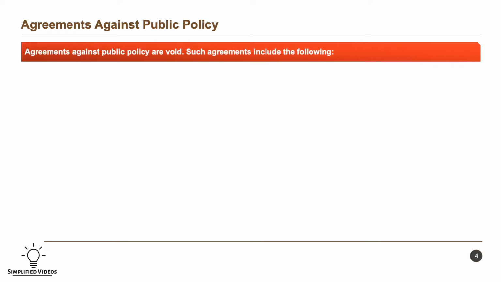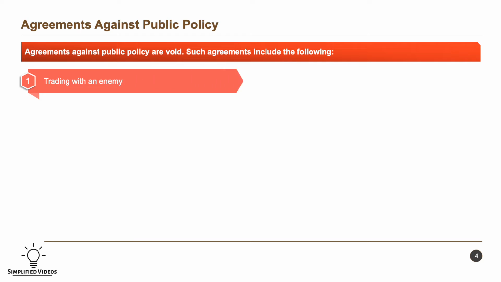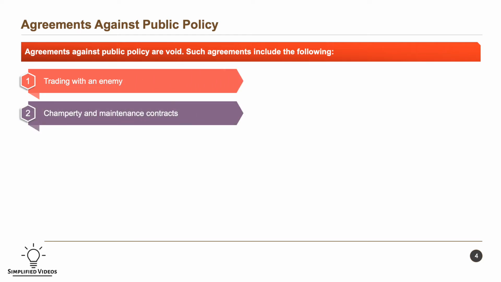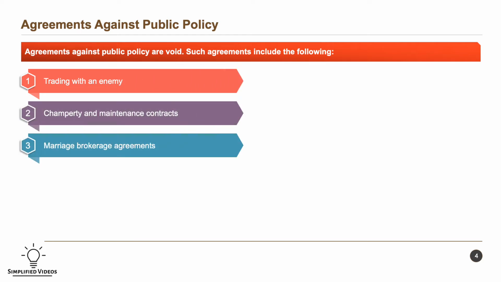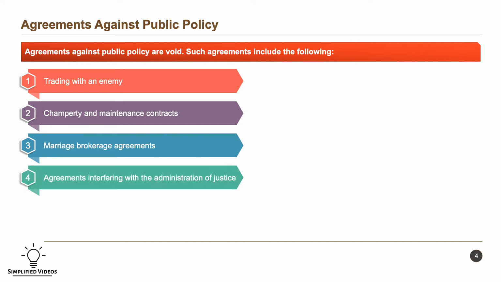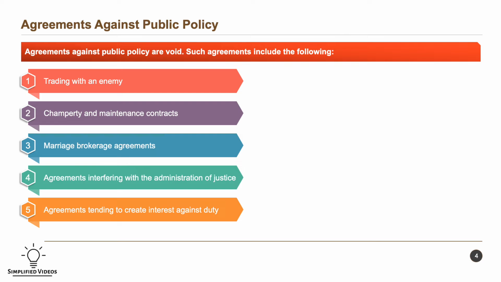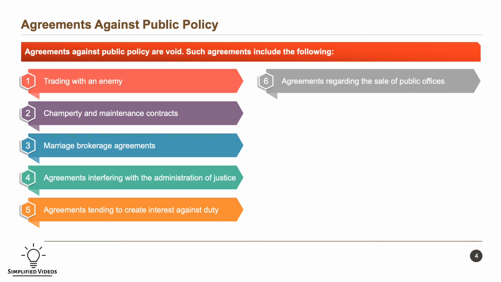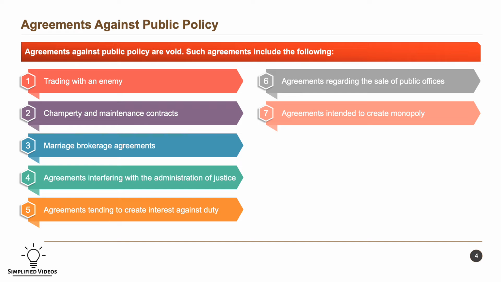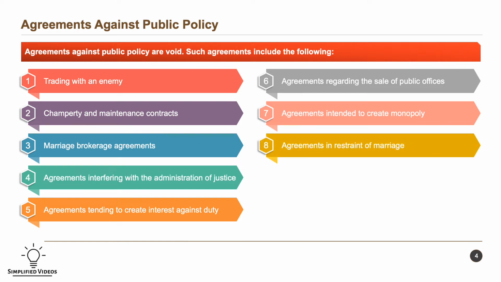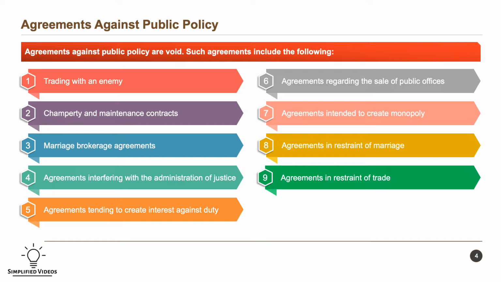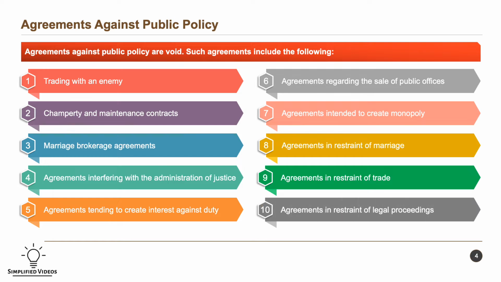Agreements against public policy are void. Such agreements include the following: trading with an enemy, champerty and maintenance contracts, marriage brokerage agreements, agreements interfering with the administration of justice, agreements tending to create interest against duty, agreements regarding the sale of public offices, agreements intended to create monopoly, agreements in restraint of marriage, agreements in restraint of trade, and agreements in restraint of legal proceedings.